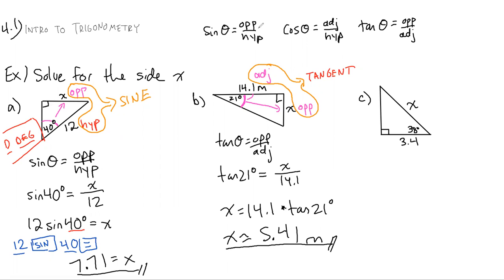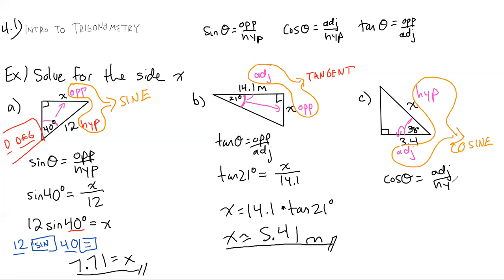One last one. Same thing. I'm going to maybe do this better than last time, though. We've got our 38 degrees, and we can see we have our adjacent, and I've got my hypotenuse. This is the cosine one for realsies. Cosine, yes. Okay, so set it up. Cos theta equals adjacent over hypotenuse. Cos of 38 degrees is 3.4 over x.